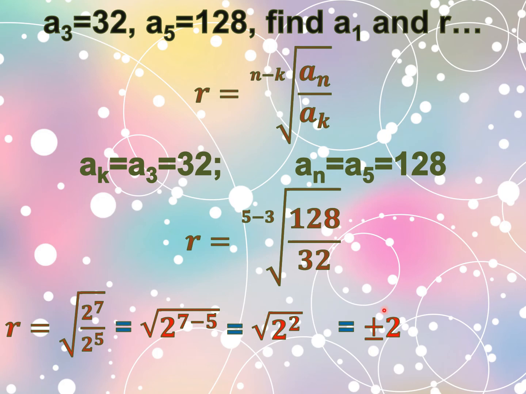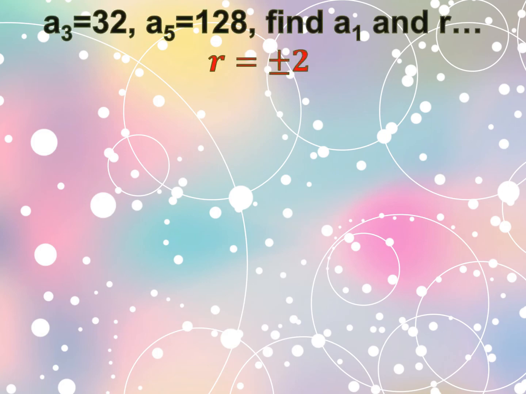So, based on the rule of radicals, when the index is even, our answer is either a positive or a negative number. So, our common ratio here is 2, or positive and negative 2.